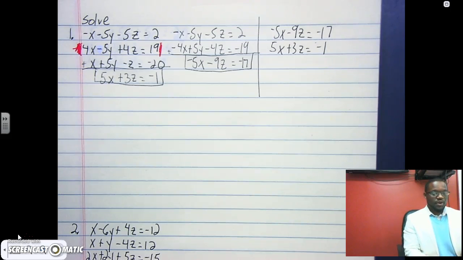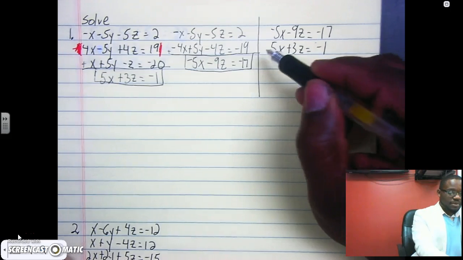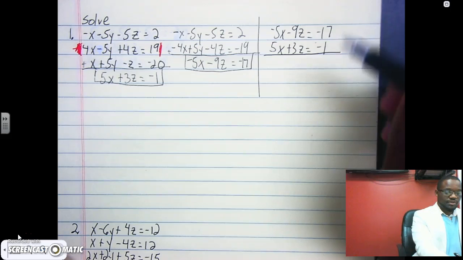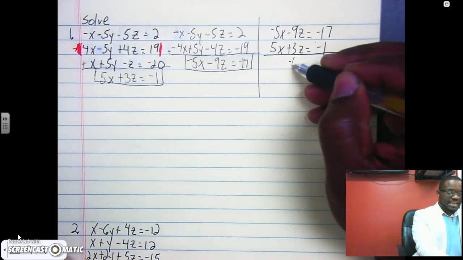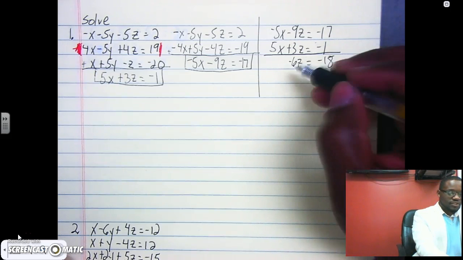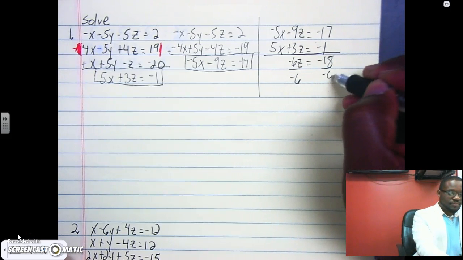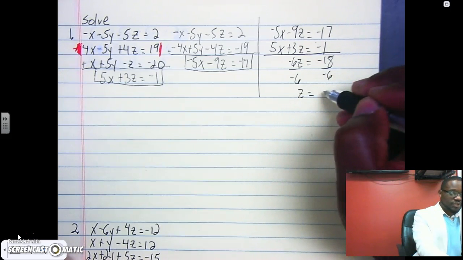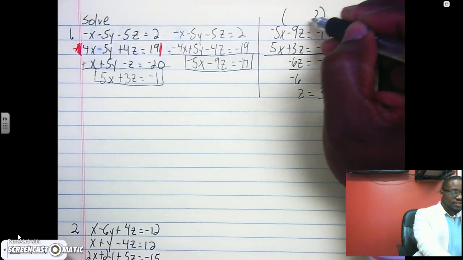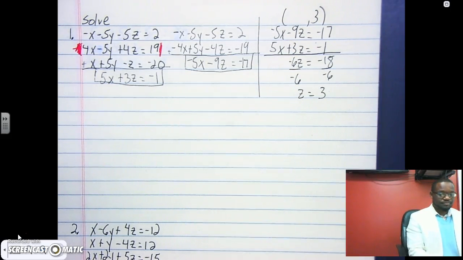Now I have 2 equations with 2 variables, and so what I'm going to do now is take those 2 equations and do elimination again. So this is the 3rd elimination. So once I combine these 2, my x's are gone. They subtract out to 0. Negative 9z plus 3z makes negative 6z equals negative 18. And so I solve for z, and the z coordinate is 3. So that means out of my 3-part answer, the last coordinate is 3.